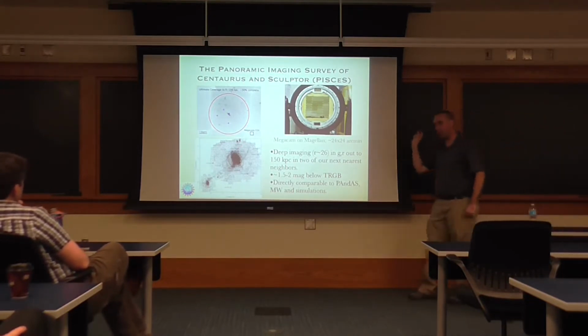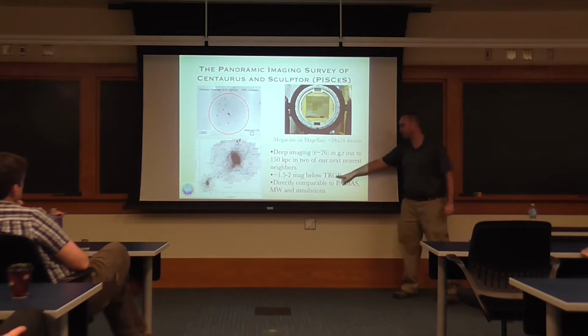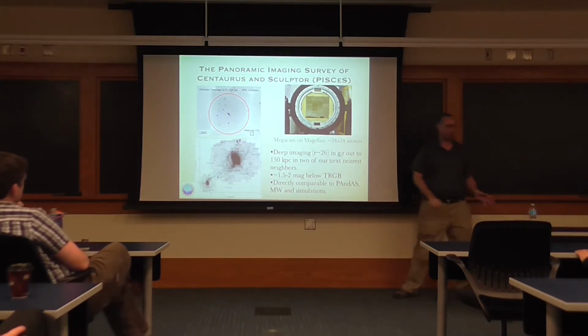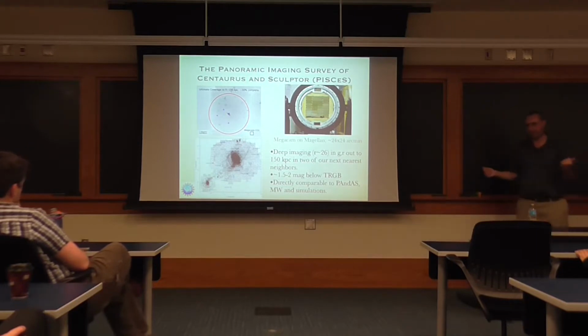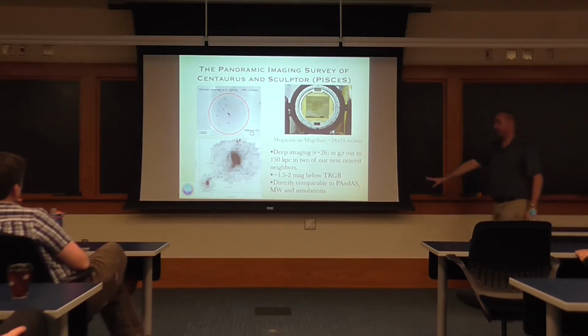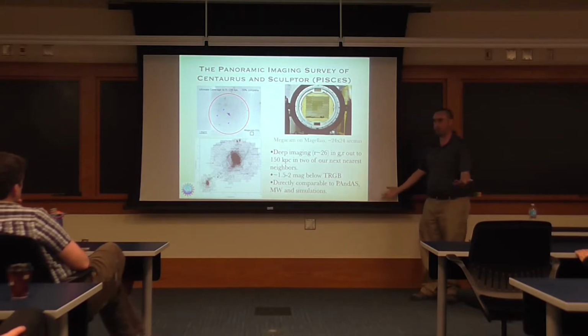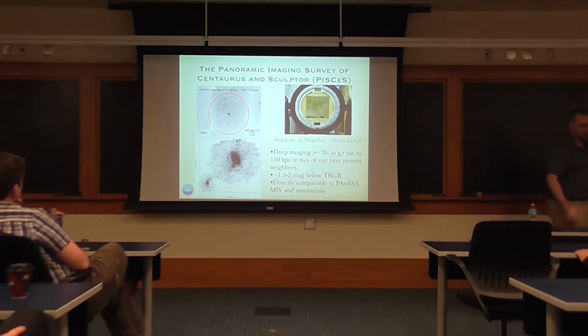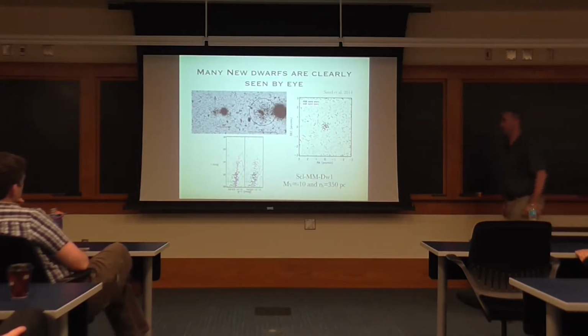And remember, this is all in resolved stars. We go down to about 2 magnitudes below the tip of the red giant branch. That lets us measure distances, rough metallicities, etc. And in the end, the idea is to compare this to the Local Group and, of course, simulations. There has to be some scatter halo to halo in the dwarf luminosity function at the super low end.